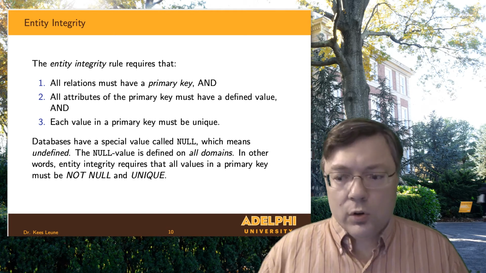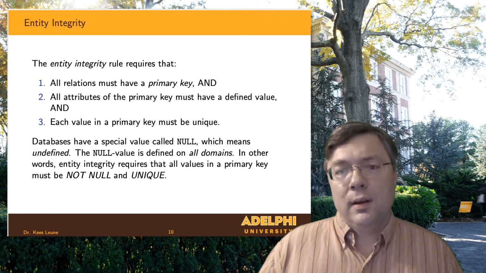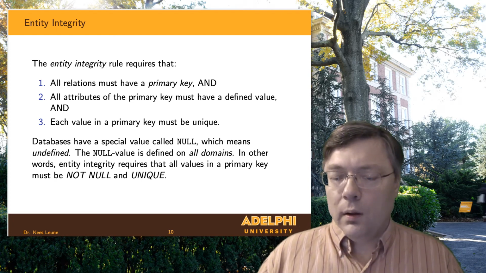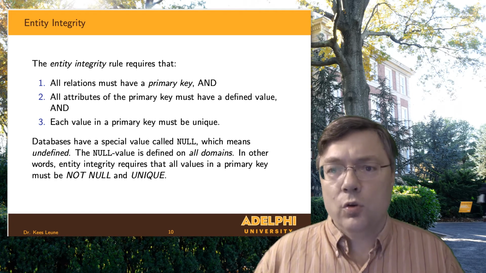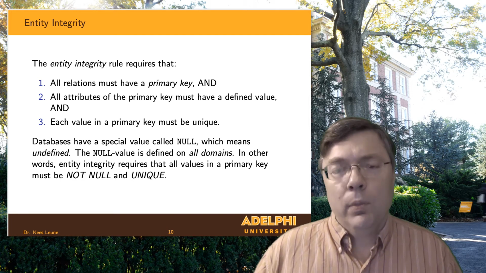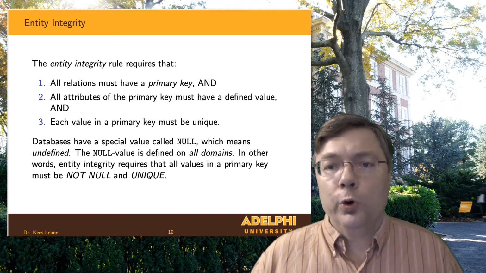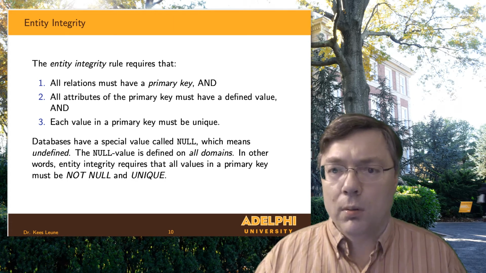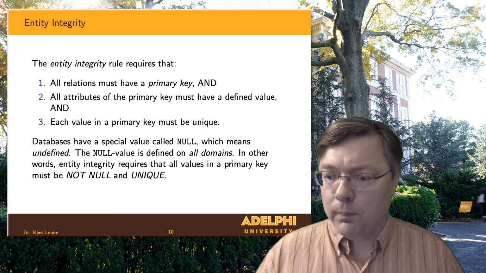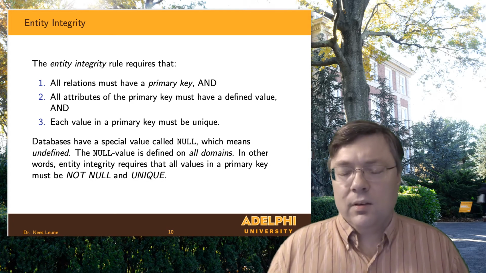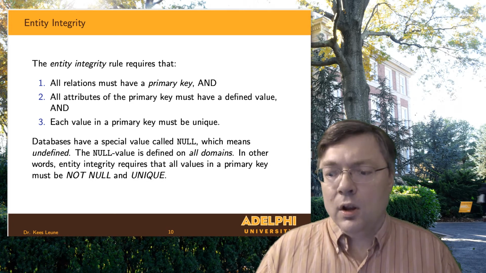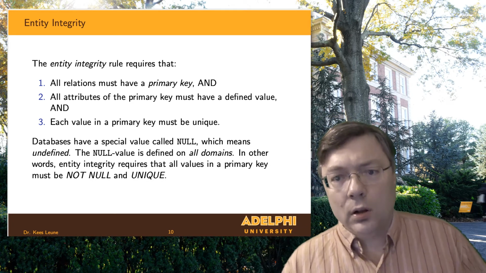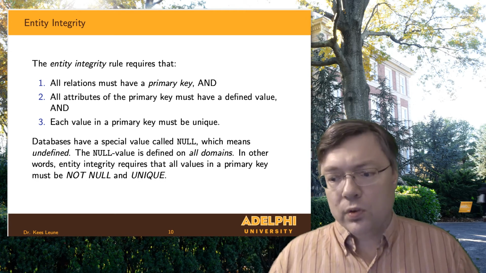Keep in mind, footnote, that there is a special value in a database called null, N-U-L-L, and that means I don't care or I don't know, undefined. The null value matches with all domains. So I can have a null date, and I can have a null string, I can have a null number, I can have all kinds of nulls. Entity integrity basically then says primary keys must be not null and unique, and we'll see those at a later point.